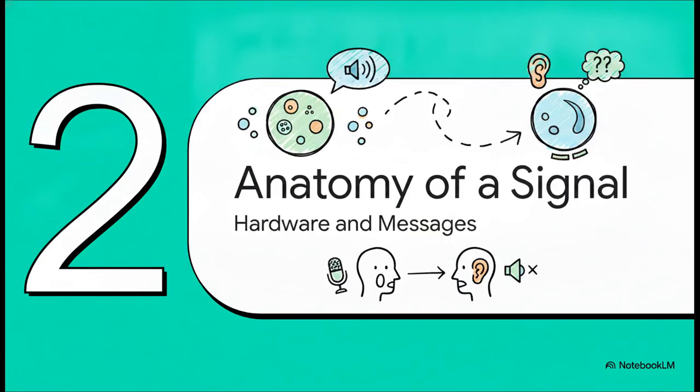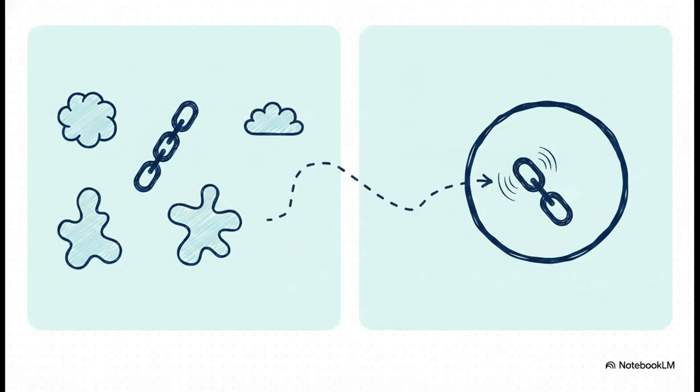Moving on to Section 2, anatomy of a signal, hardware and messages. It's kind of fascinating when you break down the bare minimum requirements for this system to work. Because, well, you can't have a conversation without someone speaking and someone listening, right? Think of the signal molecule, the ligand, as a text message. This could be a gas like nitric oxide, an amino acid like aspartate, or a big protein. But that message is useless without a receptor. The receptor is basically the specific phone listening for that exact text.